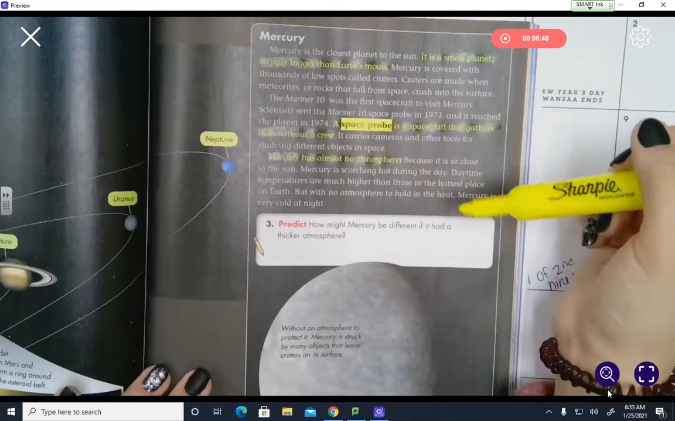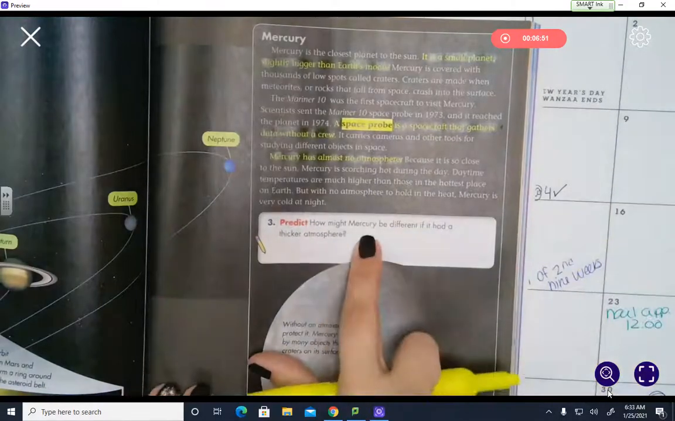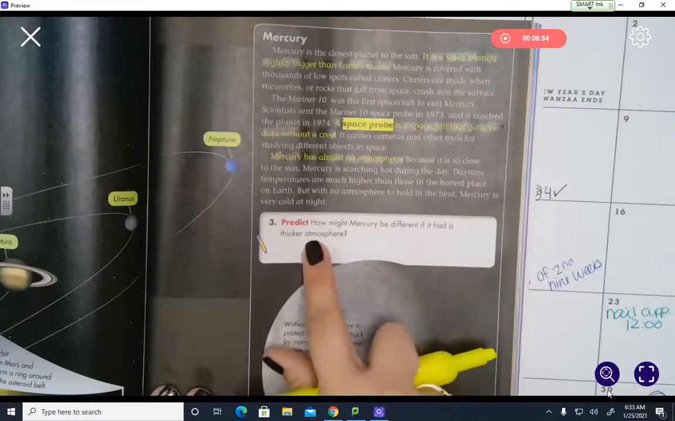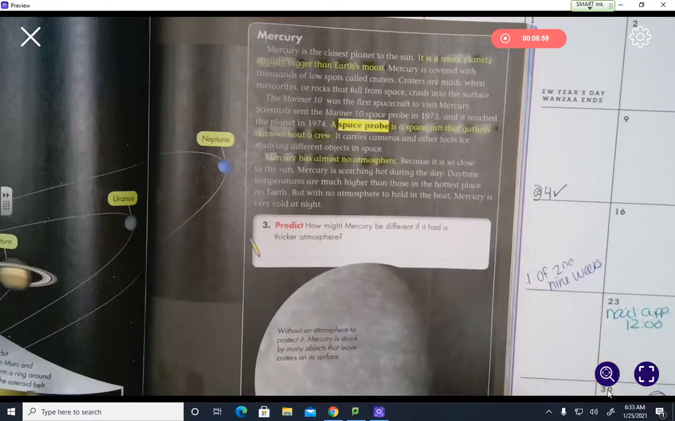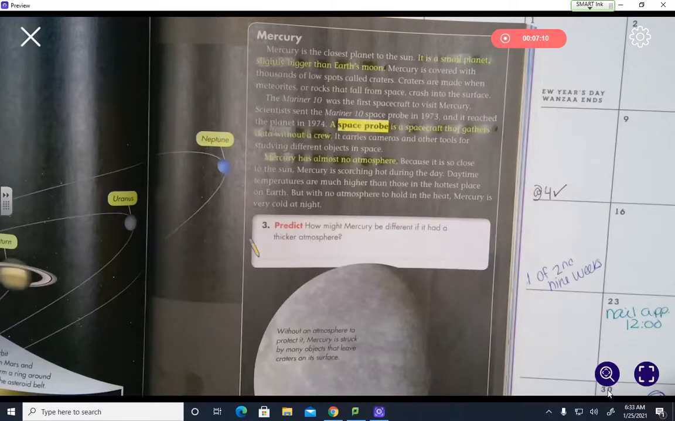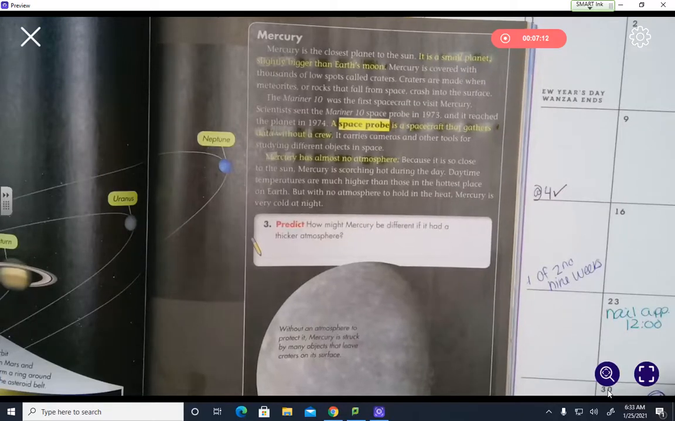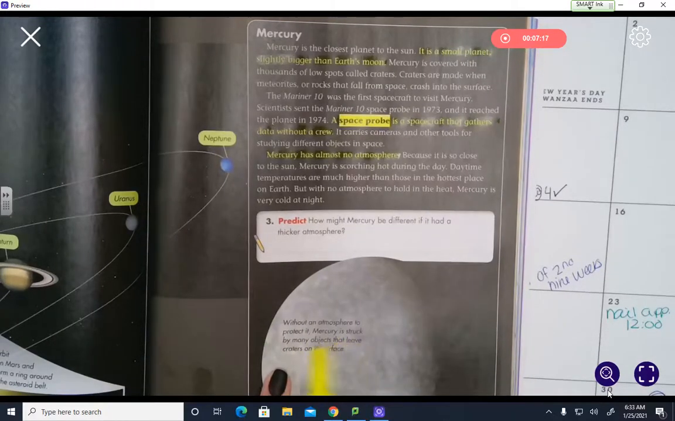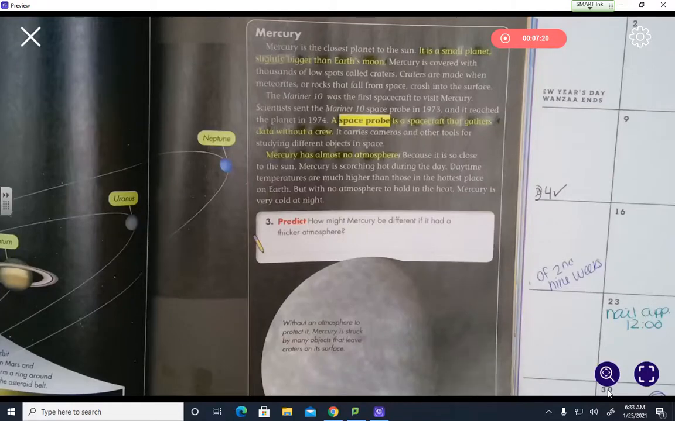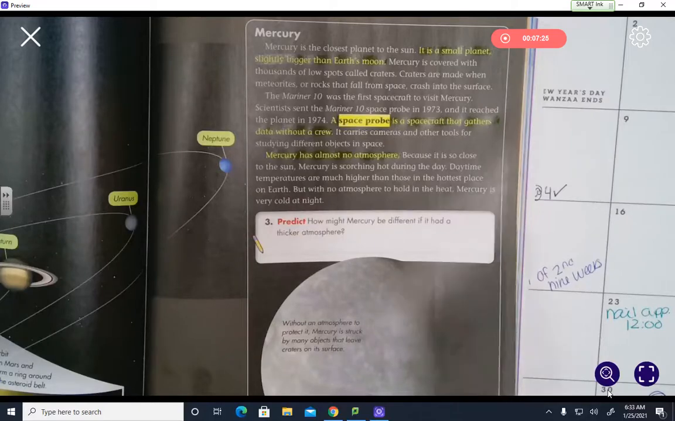Number 3, predict. It says, how might Mercury be different if it had a thicker atmosphere? So how could Mercury be different if it had a thick atmosphere? If it had maybe an atmosphere, something like Earth. And then the caption says, without an atmosphere to protect it, Mercury is struck by many objects that leave craters on its surface. Pause the video, answer the question, and then let's flip the page.